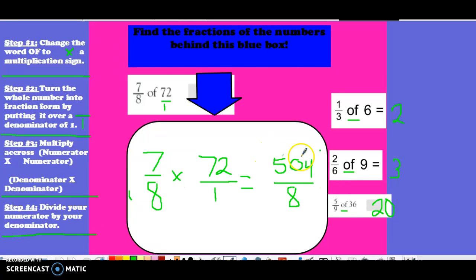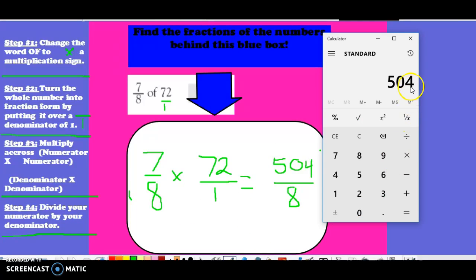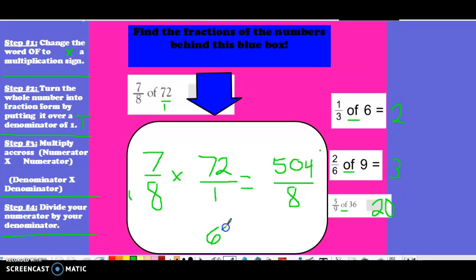Take this large number, my new numerator, which should be right here in your calculator, and divide it by my new denominator of 8 to get another whole number, which is 63. What that tells me is that if I were to break the number 72 into 8 equal groups, and then I took only the 7 groups of those 8, I would get 63 pieces of the total 72.